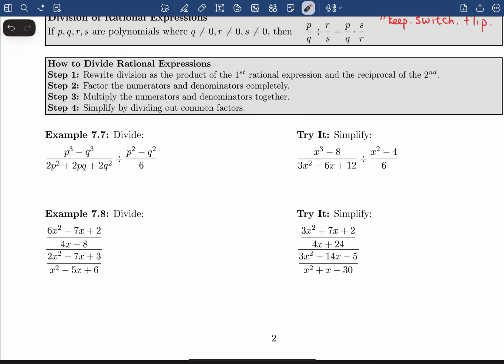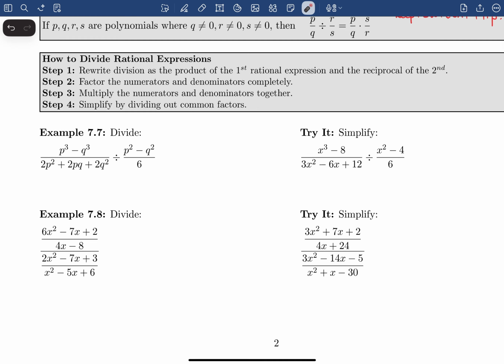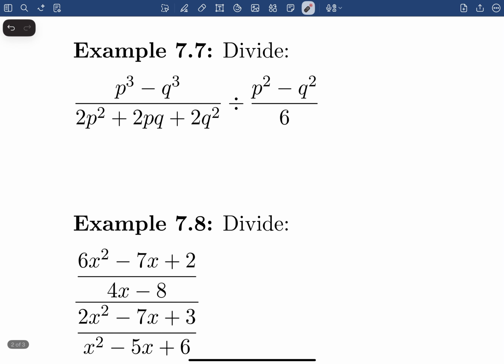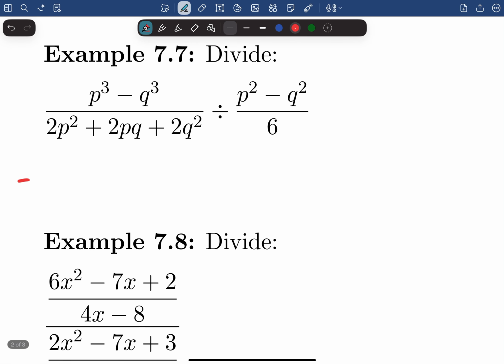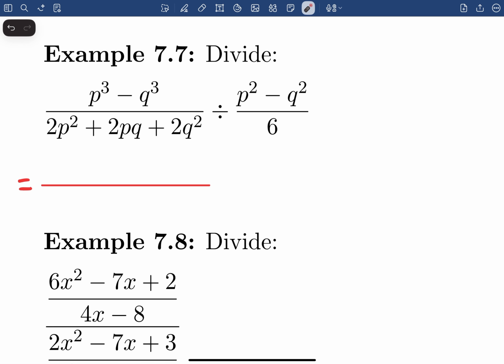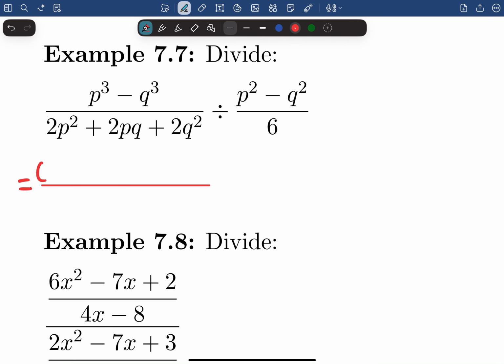Let me show you an example. This example is 7.7. And yes, we're going to have to factor everything that we see. But while we do it, we have to keep, switch, flip. So I'll show you that process. With example 7.7, I'm going to start by factoring the first fraction. You may notice that this is the difference of cubes, so we're going to use the factoring pattern that you learned for the difference of cubes right here.